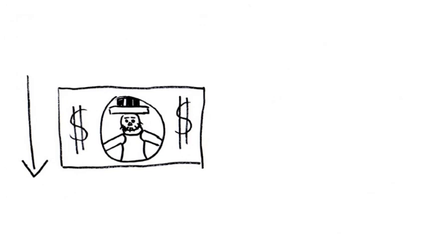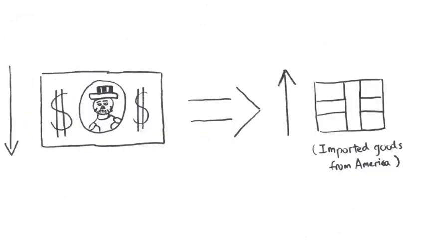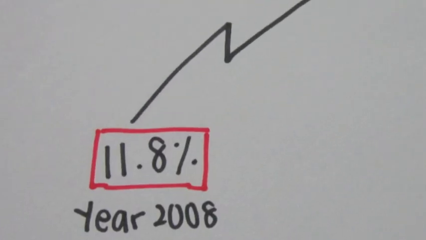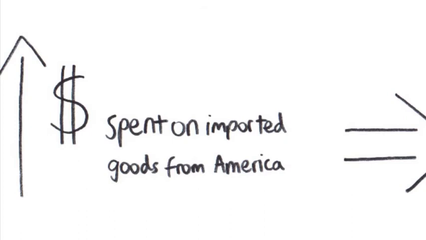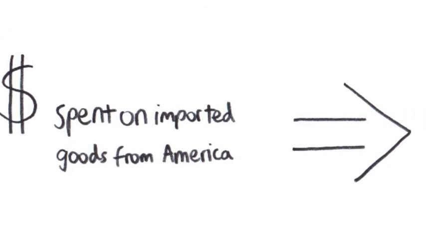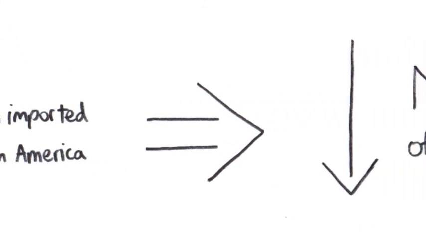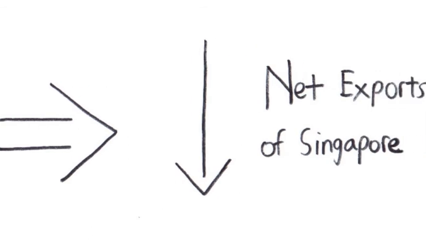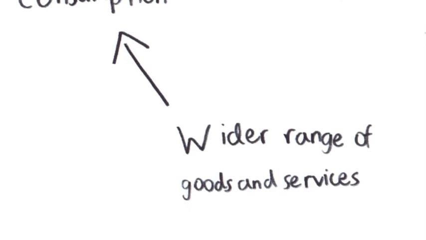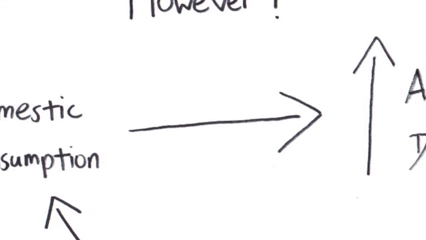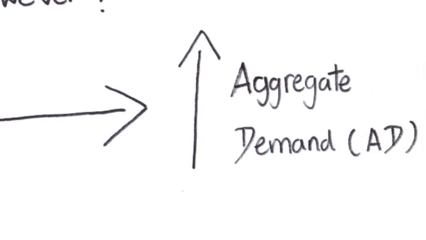The devaluation of the US currency has led to an increase in imported American goods by Singapore from 11.8% in 2008 to 14.7% in 2009. Singapore's currency appears to be stronger against the US dollar, making imports from America cheaper. Hence, Singaporeans would spend more money on imports, causing a decrease in net exports. However, this will increase domestic consumption as there is a wider range of goods and services. This will also increase aggregate demand as Singapore is heavily reliant on imported goods and services.